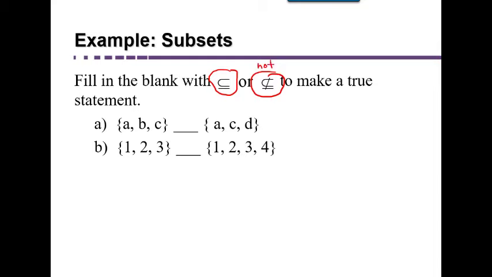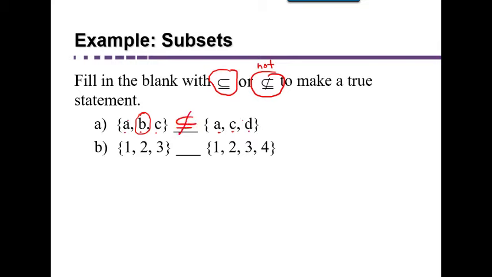So this is an example of a type of problem that you might have. You might be asked to fill in the blank with either a subset or not a subset symbol. Whenever we cross through a symbol, it means not. So we have in part A the set containing A, B, and C, and then we have the set containing A, C, and D. And we're being asked to use one of those two symbols. Either it is a subset or it's not a subset.